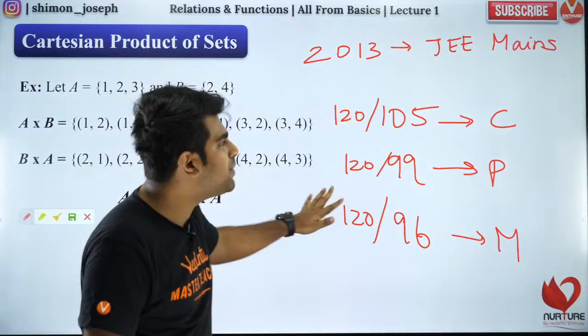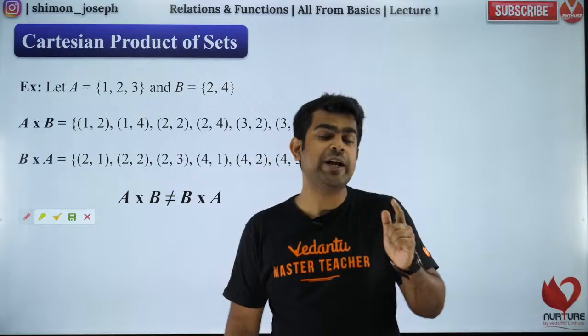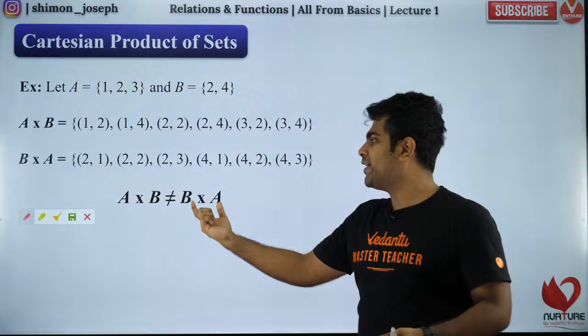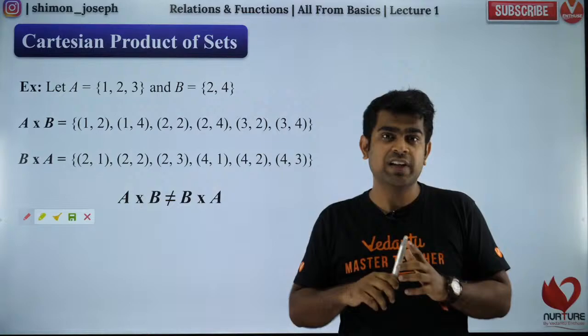Now, let's come back to topic. Coming back to topic, guys, why do you think A cross B is not equal to B cross A? Because of ordered pairs. But there is one more good observation here. Did you notice the number of elements is same in both of them?